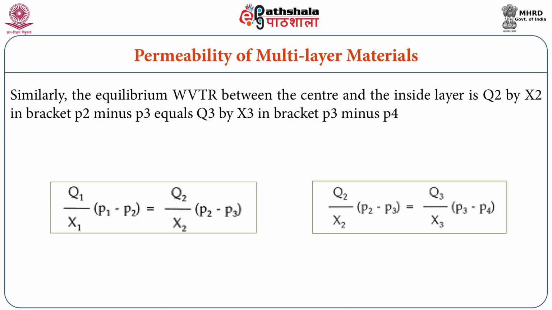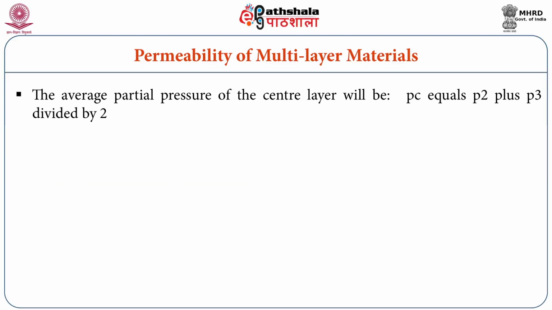Now, since the area A and time T will be the same for all the 3 layers, the equilibrium WVTR between the outside and center layers can be calculated as Q1 by X1 in bracket P1 minus P2 equals Q2 by X2 in bracket P2 minus P3. Similarly, the equilibrium WVTR between the center and the inside layer is Q2 by X2 in bracket P2 minus P3 equals Q3 by X3 in bracket P3 minus P4. The average partial pressure of the center layer will be Pc equals P2 plus P3 divided by 2.